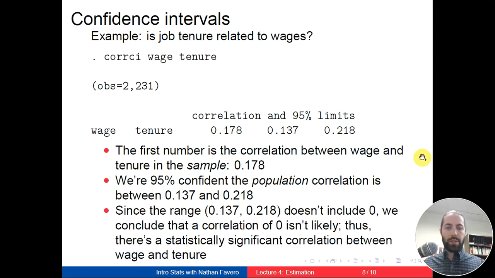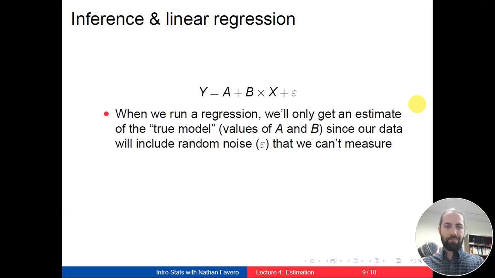Since that range does not include zero, right? This is all positive values that fall within this range. We would conclude that a correlation of zero isn't particularly likely. Therefore, there's a statistically significant or meaningful correlation between wage and tenure. In other words, it does seem like higher levels of tenure are associated with higher wages, right? It's not just a fluke or that they basically have no relationship with each other.